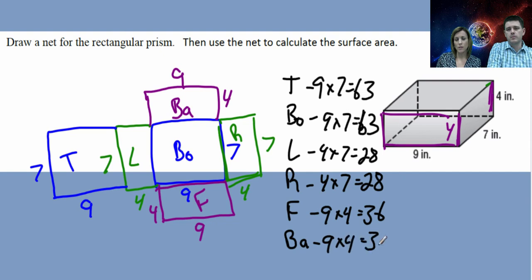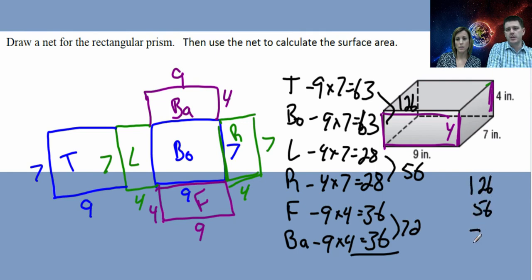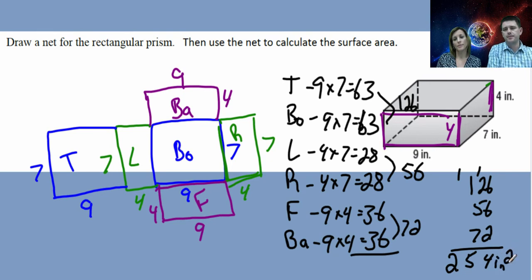So we have two 36s, which is 72. And we have 56 up there. And then 126. So we have 126, 56, and 72. That gives 254 inches squared. Hope that made sense for you. We'll practice some more tomorrow. That's a good one.